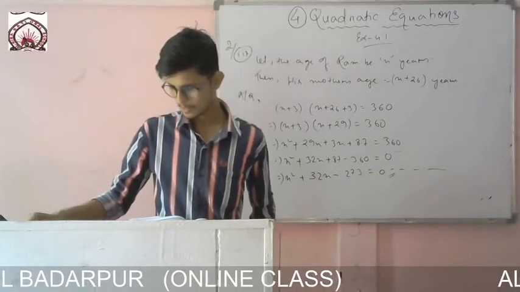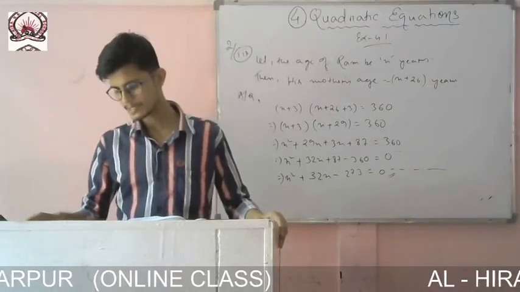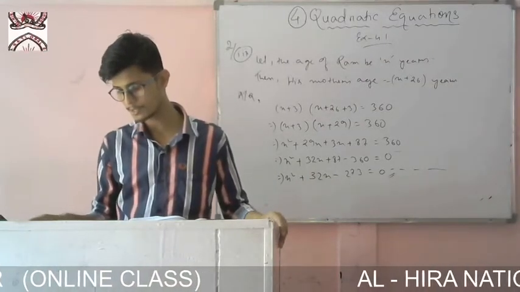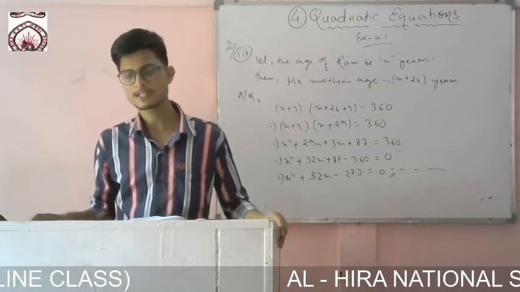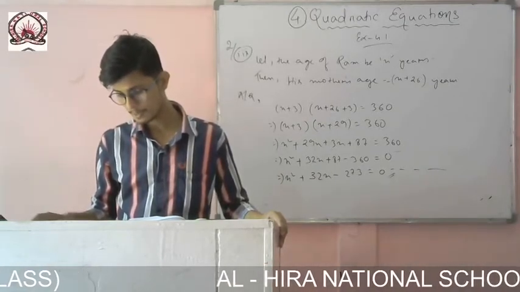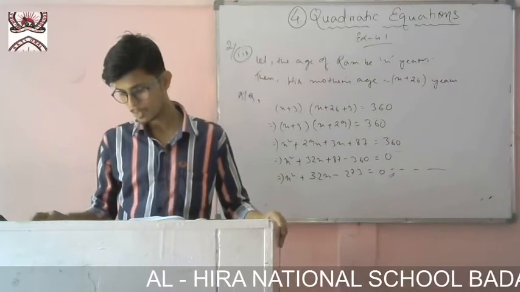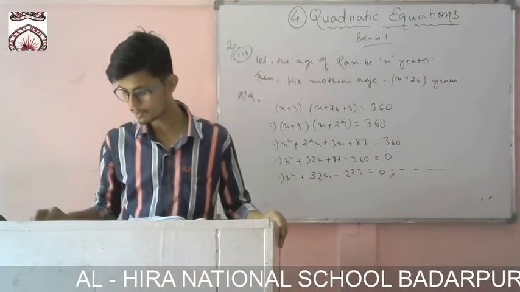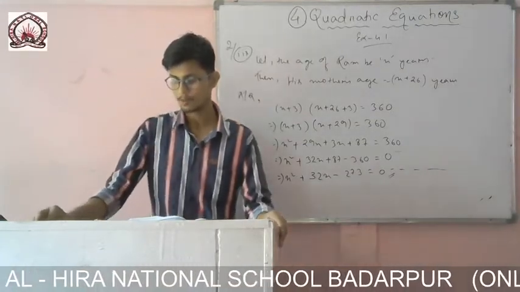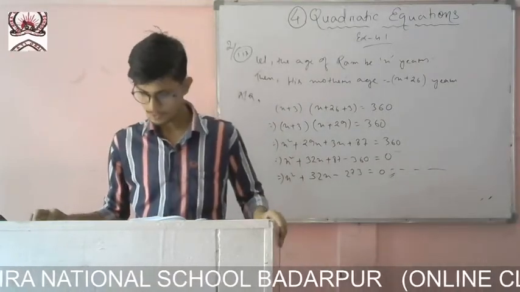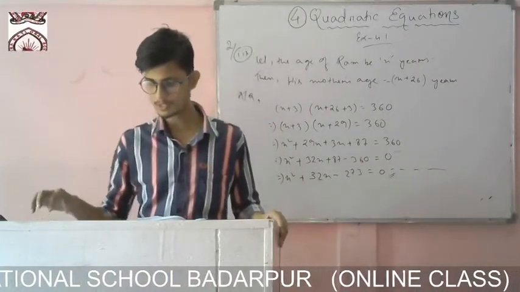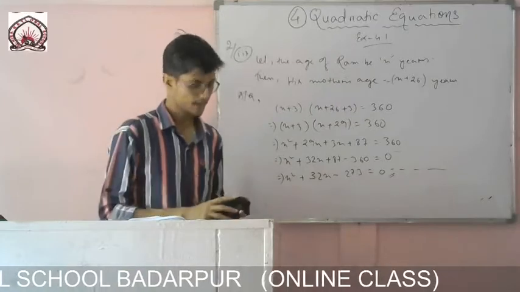Okay, then let us come to Roman number 4. A train travels a distance of 480 km at a uniform speed. If the speed had been 8 km per hour less, then it would have taken 3 hours more to cover the same distance. We need to find the speed of the train. So the question is to find the speed of the train, that is the equation.